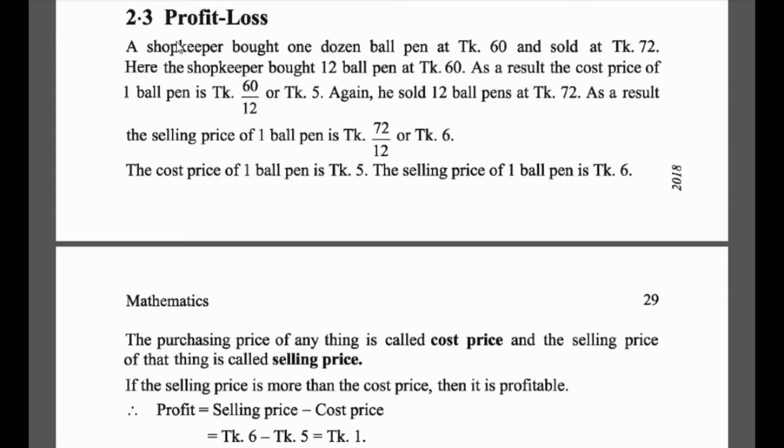First of all, we would like to start with the basics of this chapter, and it's about the topics profit and loss. So let's know what profit is and what loss is. Profit is something that we get after selling something at more than the cost price. An object is sold at a price that is more than its cost price. First of all, let's know what the cost price is. The purchasing price of anything is called the cost price, and the selling price of the thing is called the selling price.